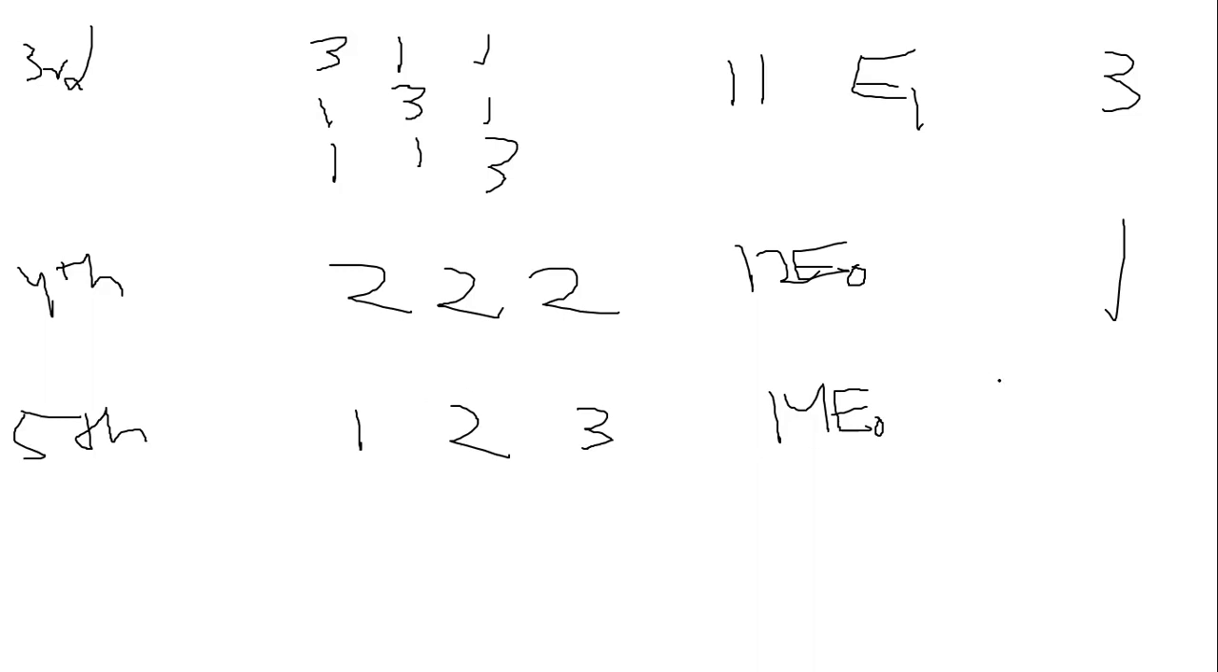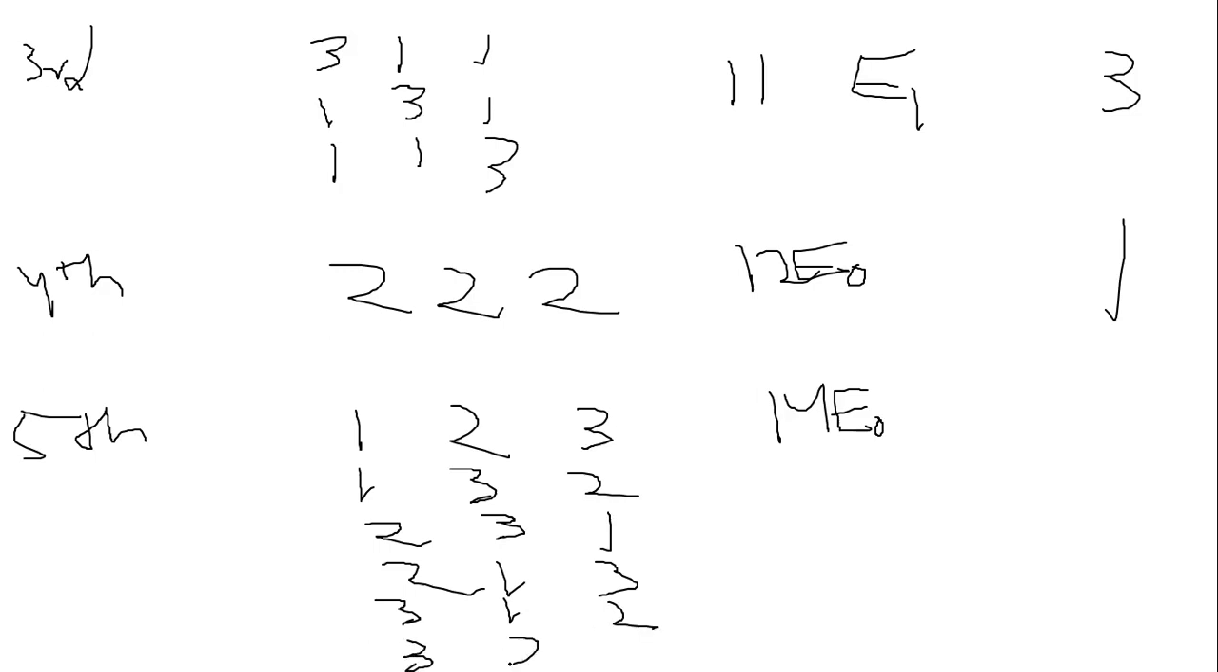And the digits will be how much? Because if it's 1 2 3, it can be 1 3 2, 2 3 1, 2 1 3, 3 1 2, 3 2 1. So this is 6. There are 6 combinations, possible combinations. So the degeneracy is 6.